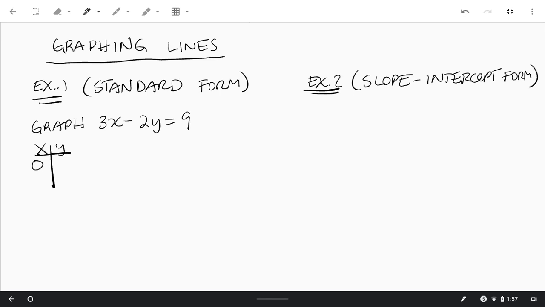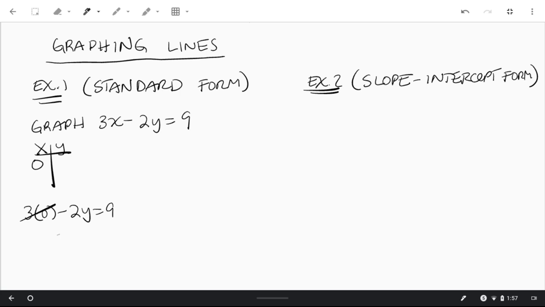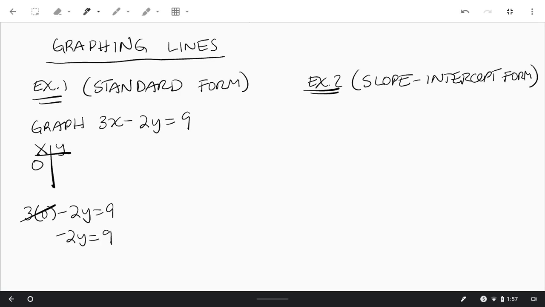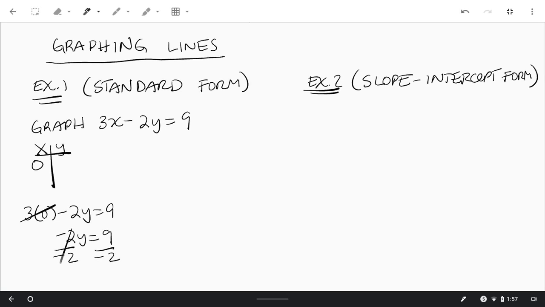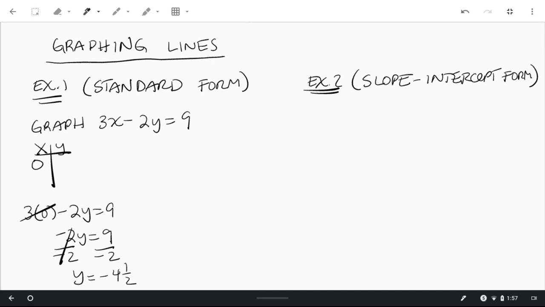So let me show you how I got that negative 9 halves. I plug in 0 for x in 3x minus 2y equals 9. That's gone. So I get negative 2y equals 9, and I solve for y and divide both sides by negative 2. And y equals negative 4.5. So that's how I get it.